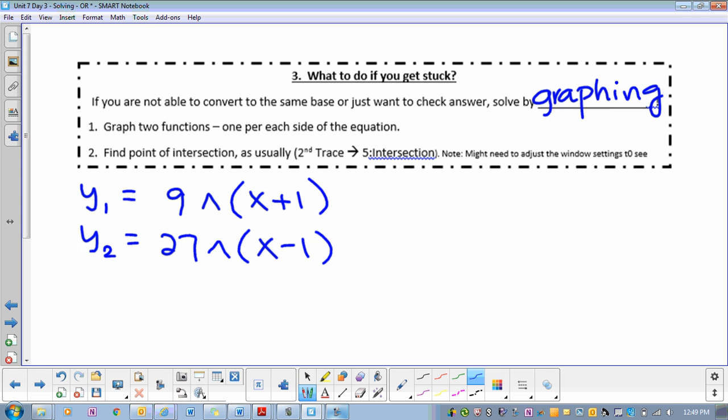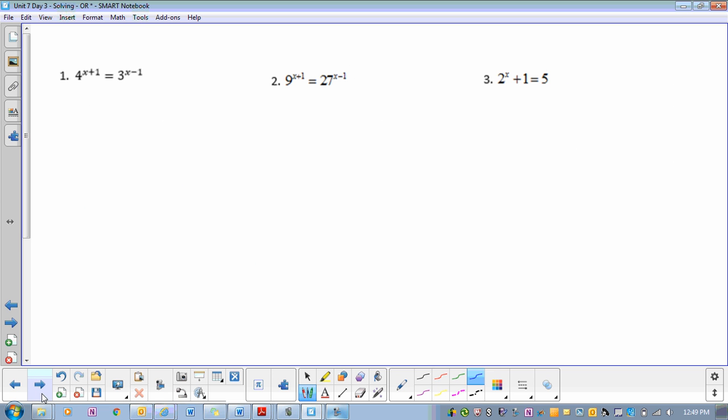X number 5, Y number something else. All right? So this is just, you know, for you to know. We will try that method if we get stuck. Okay? So let's try these.